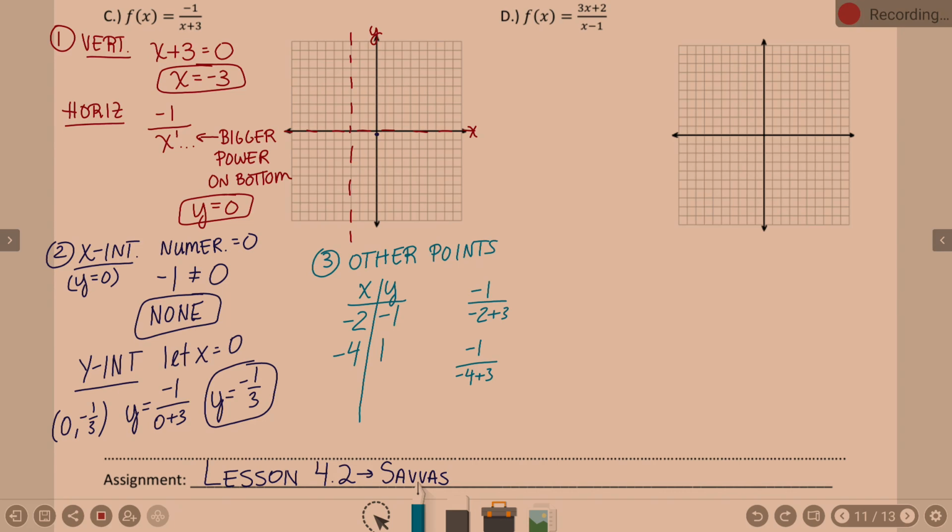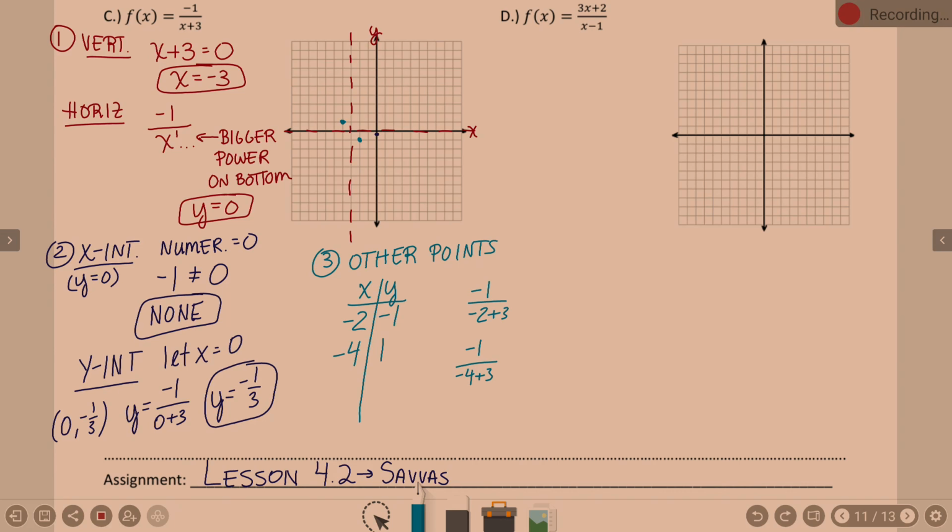Now, let's see if these points make sense. -2, -1. Left 2, down 1. That's good in my mind because it's in the same section as my y-intercept, right? -4, +1. Left 4, up 1. Does that make sense? Yep. Yeah, it's in a diagonal section, isn't it? Okay. And again, this particular group is going to be very close to that new center point.